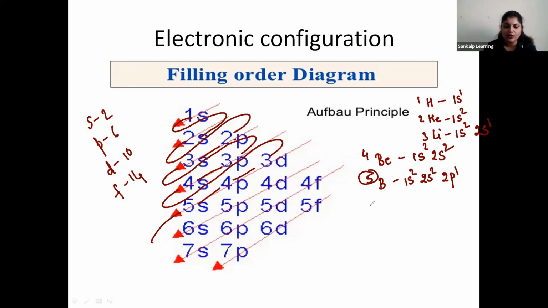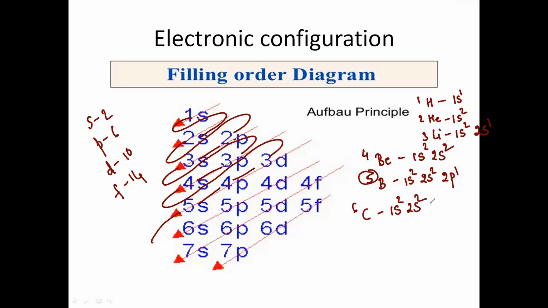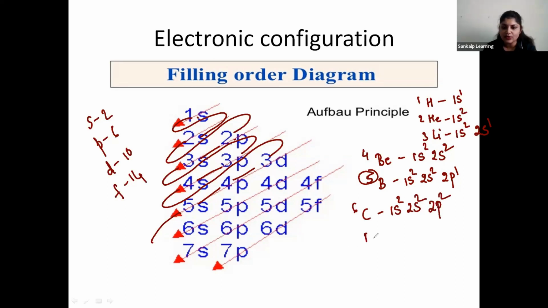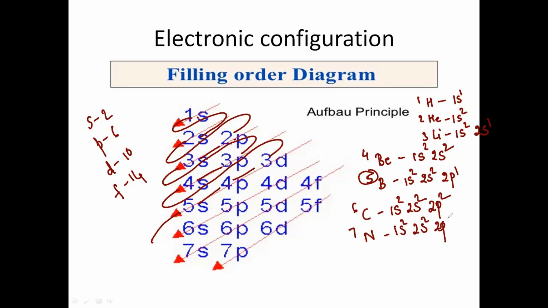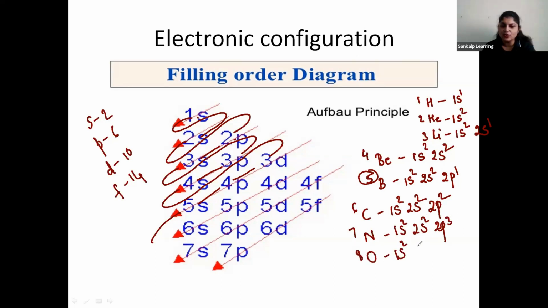Then after boron is carbon, 6. So how will it be? 1s2, 2s2, then 2p2. Then comes nitrogen, 7. 1s2, 2s2, 2p3. Then oxygen is 8. 1s2, 2s2, 2p4.